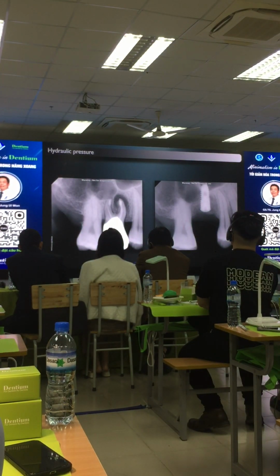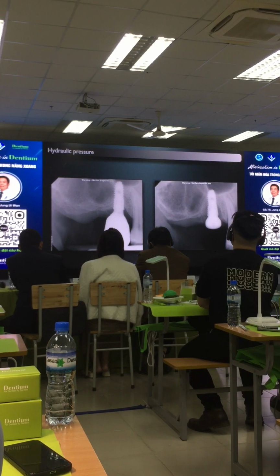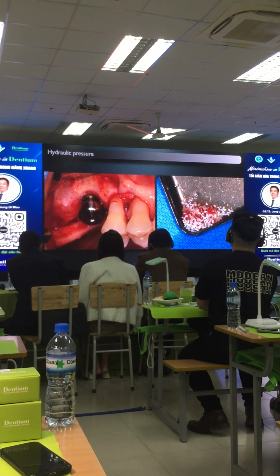Let's take a look at this case. An implant was placed close to the septum by my resident. Several years later, it was decided to extract due to fracture of the fixture and severe bone destruction around the implant. And an implant was placed with a transcrestal approach by me.